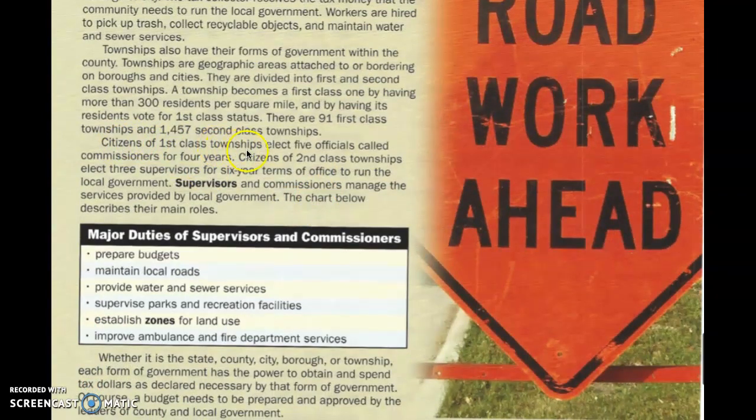Citizens of first-class townships elect 5 officials called commissioners for 4 years. Citizens of second-class townships elect 3 supervisors for 6-year terms of office to run the local government. Supervisors and commissioners manage the services provided by local government. The chart below describes their main roles.